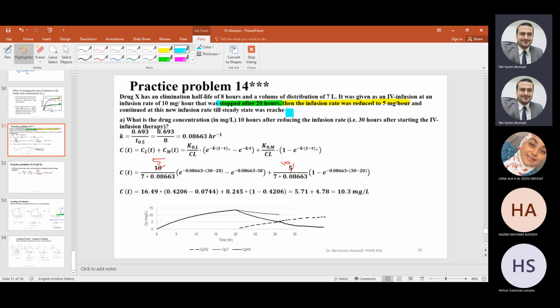But in reality, we don't do that. We don't stop the IV infusion. We reduce the IV infusion rate from 10 to 5, or increase the infusion rate from 5 to 10. تمام؟ وصلت؟ بس يعني the most important thing is that you know when that change was done. We did that change in rate after 20 hours. So which means that the infusion time for the first infusion is how much? 20 hours, and then the second infusion started after 20 hours, right? Okay. Any questions?